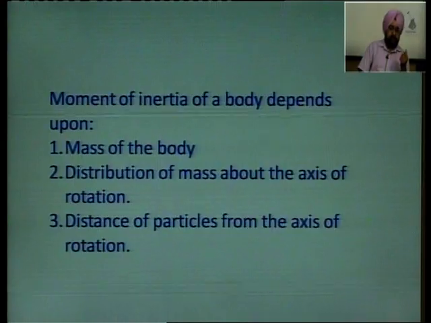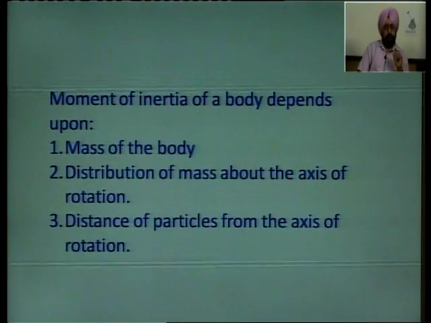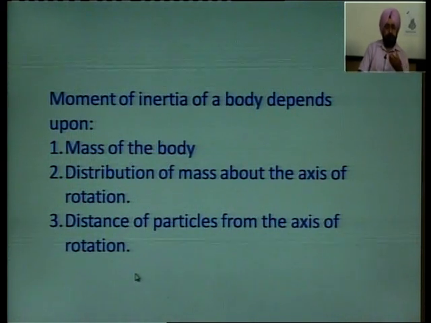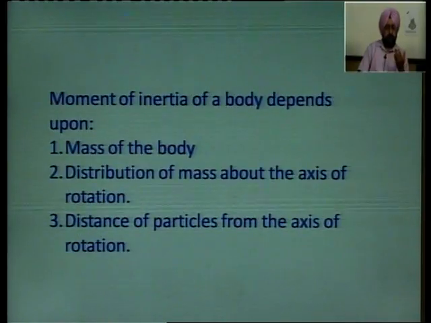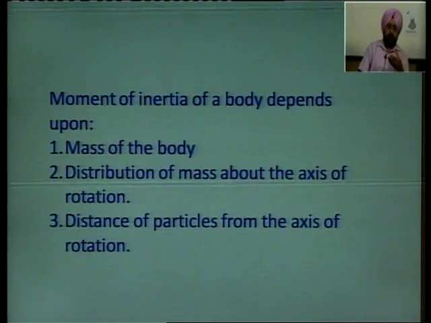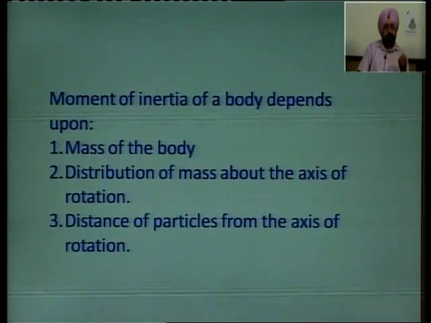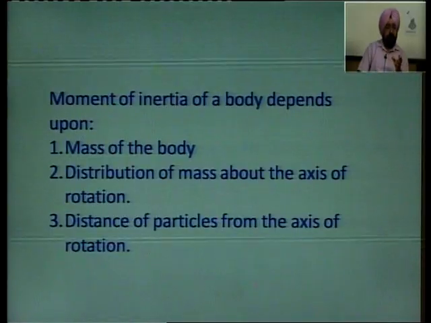How much mass is distributed around the axis of rotation? Is more mass near the axis, or are more massive particles far from the axis? And the third thing, it also depends upon the distance of particles from the axis of rotation, because moment of inertia is equal to m r square. So it depends upon mass m. R is what? R is the distance from the axis of rotation. And the third thing, how the mass is distributed.